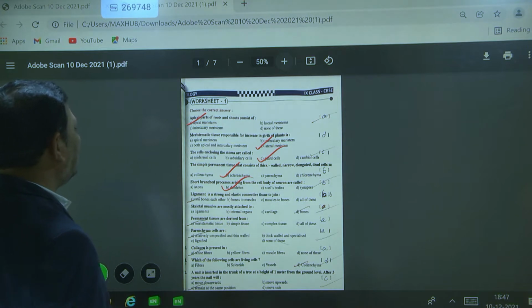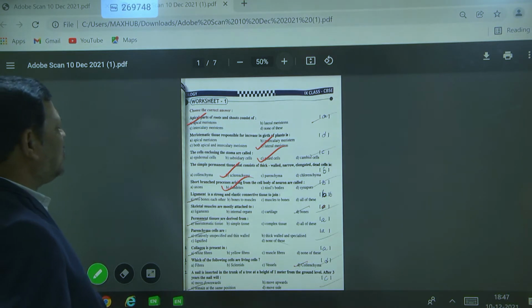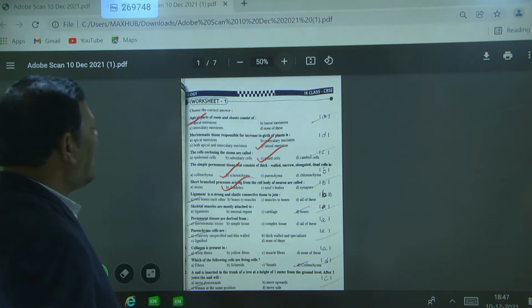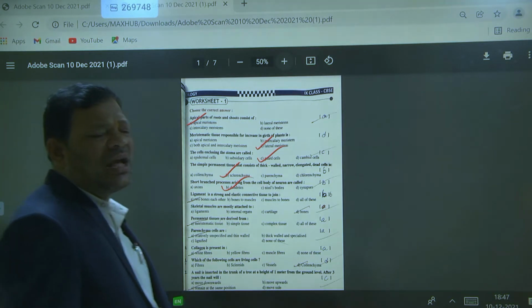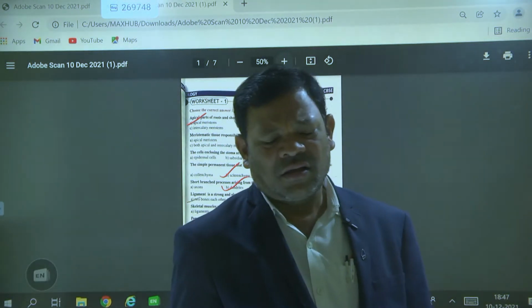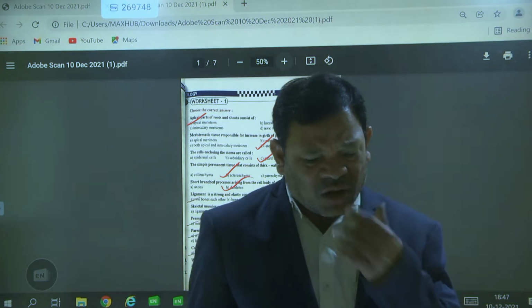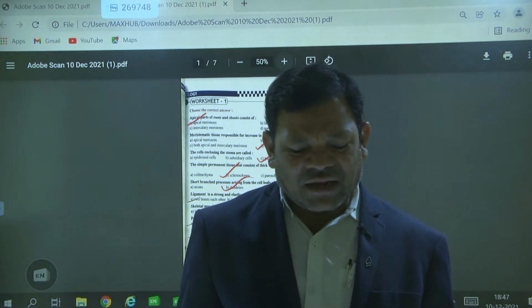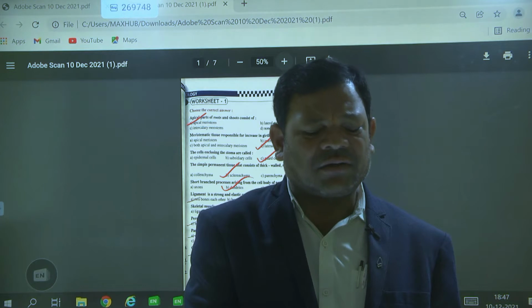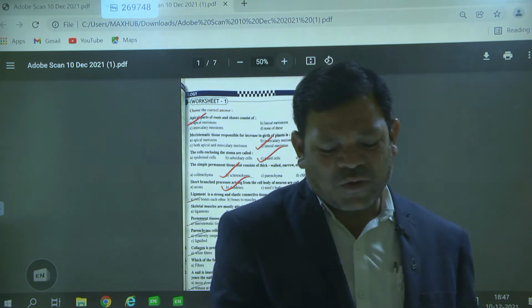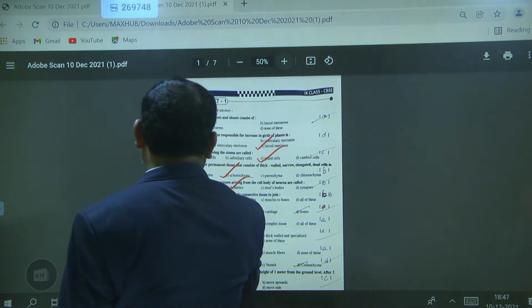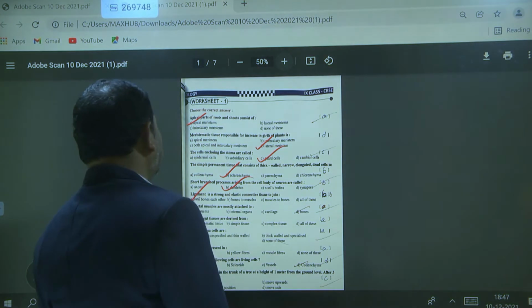Next question. Ligament is the strong and elastic connective tissue to join: two bones to each other, bones to the muscle, muscles to the bones, all of the above. Sir, what is the answer? Bones to bones, sir. Two bones to each other.